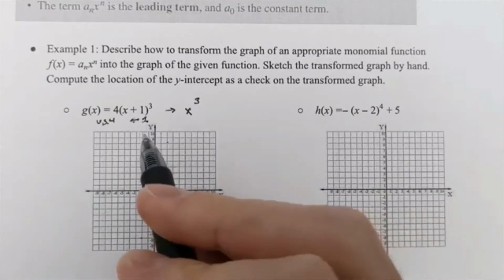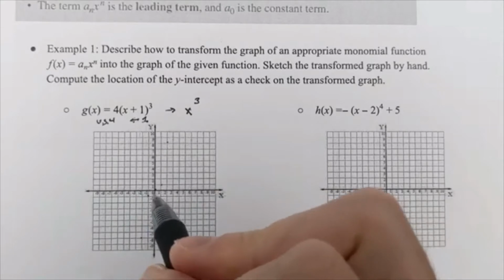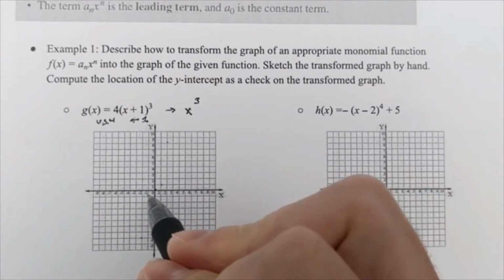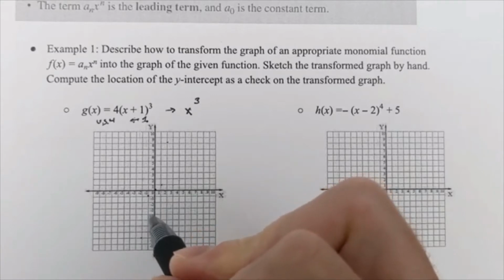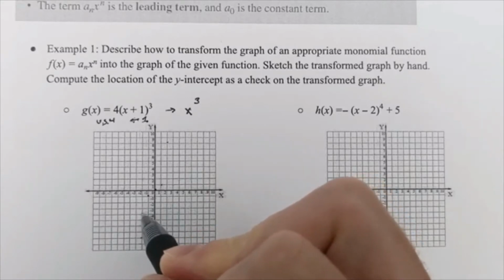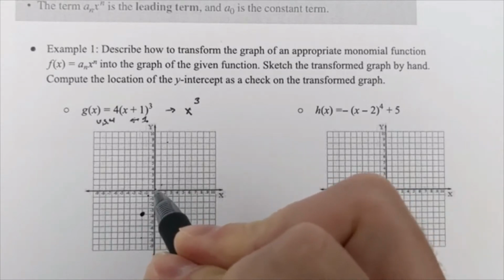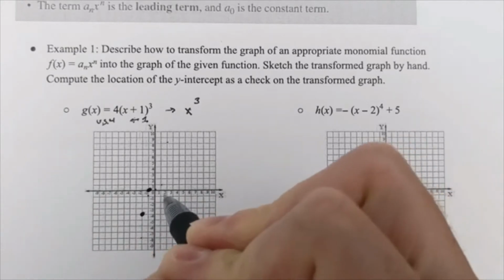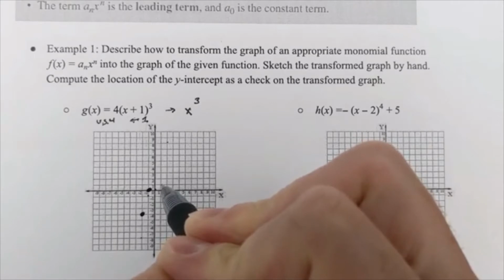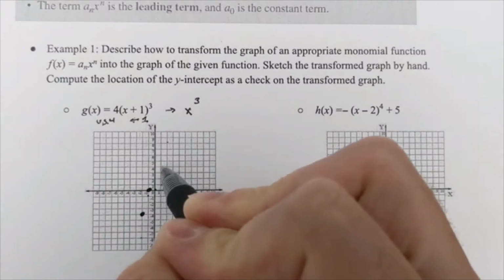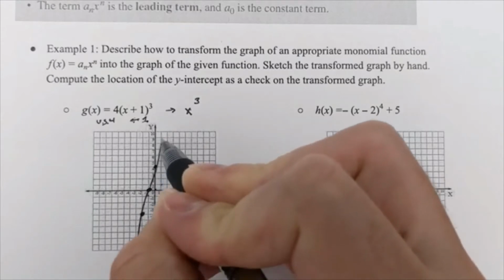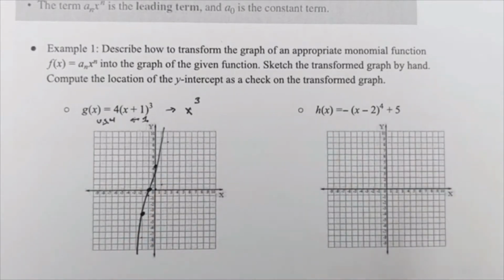But if I move everybody left 1, I should do the stretch first, so everybody multiplies by 4. So this point is going to go, instead of being at -1, it's going to be at -4, but it shifts left 1. So I've got a point there. 0, 0 doesn't stretch, but it does shift left 1. And this point here that's at 1, 1 will stretch to 1, 4 and go left 1. So this graph looks something like that.